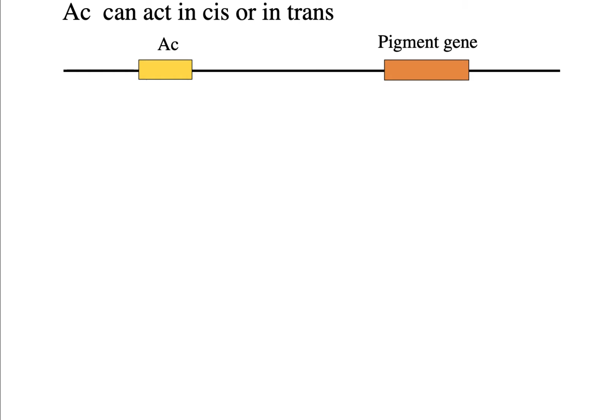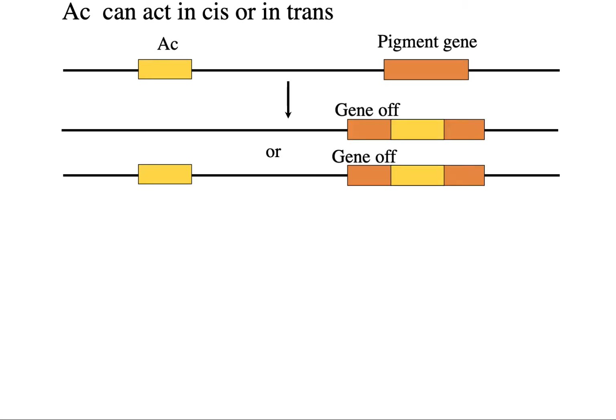So it could pop out of that region where it originally existed, move into the gene that it was going to affect and turn that gene's expression off, or it could leave a copy of itself in the original position and still move into the gene and disable it.